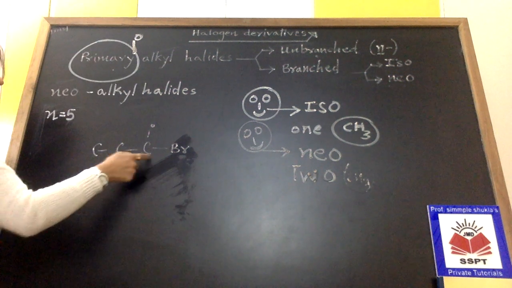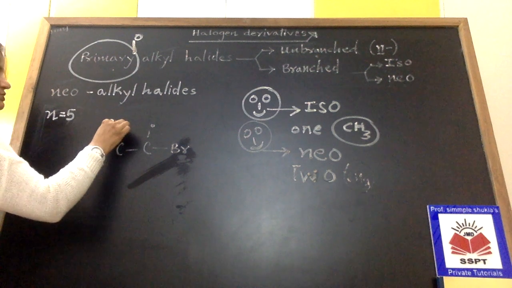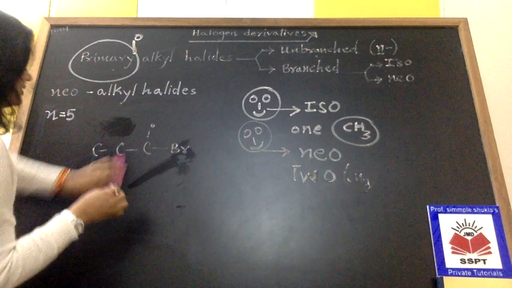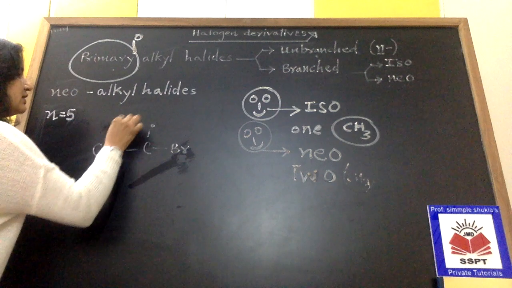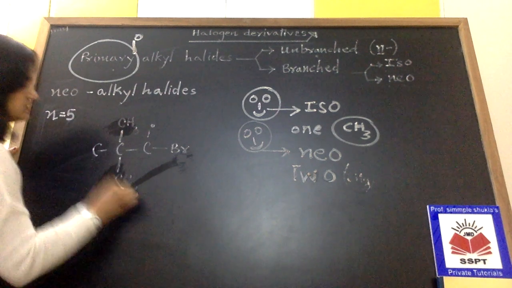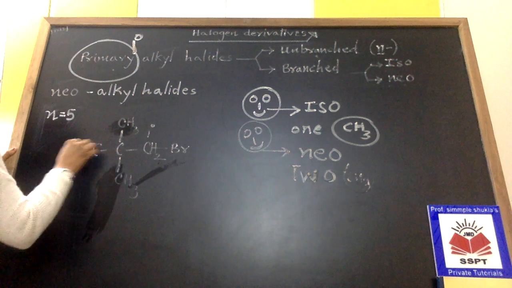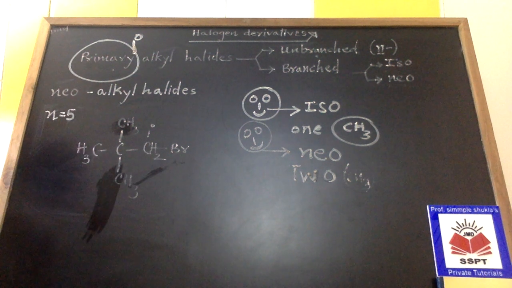Now which is the second last? 1, 2, 3: the one before 3 is the second last. So on the second last carbon I write 2 branches: one umbrella up and one umbrella down. 2H here and 3H here. This is the structure of neo-alkyl halide.